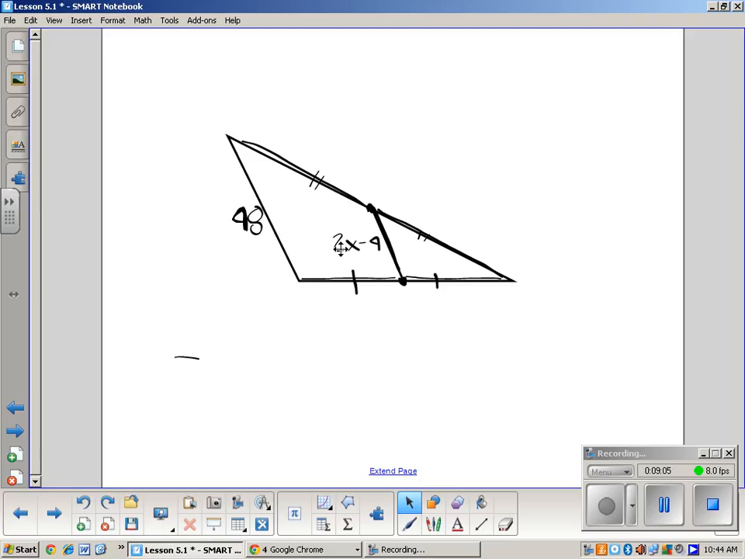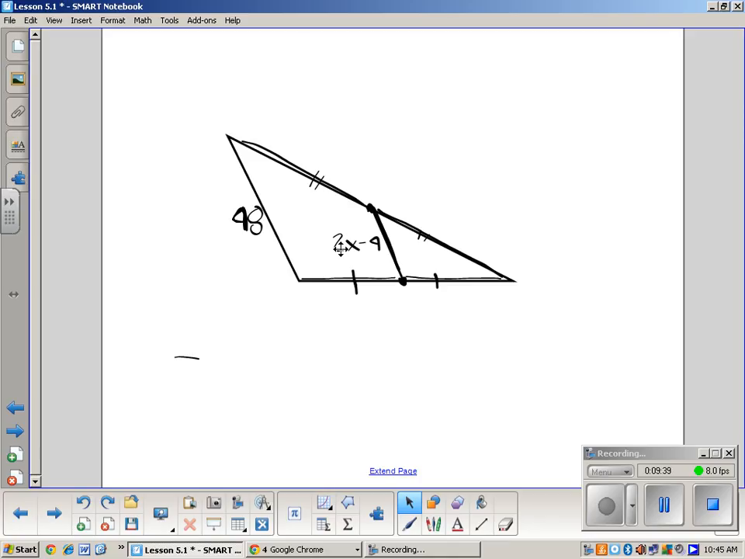Now the question was, what did we learn about mid-segments? We need to stop the talking. We're learning about mid-segments. What did we learn about mid-segments? A mid-segment is a segment that connects midpoints of 2 sides of a triangle.